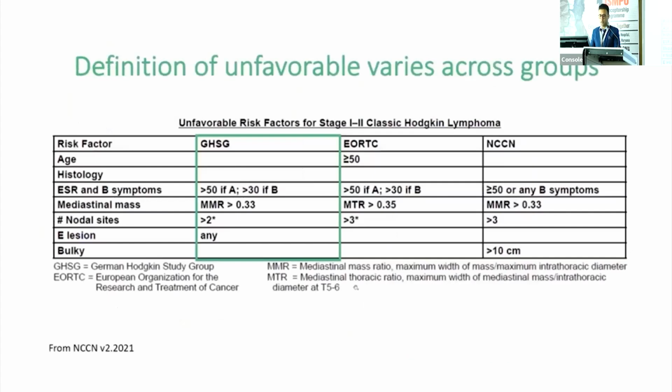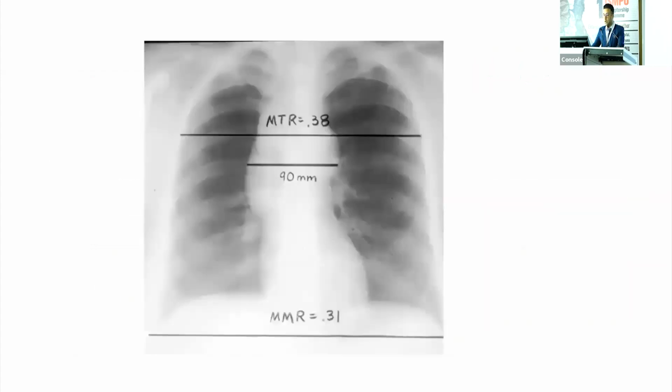So for this risk stratification, we have the German Hodgkin group and the EORTC, and the NCCN has its own risk factors. What is important to note here is that the German Hodgkin lymphoma group does not account for age, but accounts for extralymphatic involvement, and the EORTC accounts for age. And there is some difference in the way to calculate the mediastinal bulk. So this is how we calculate the mediastinal bulk.